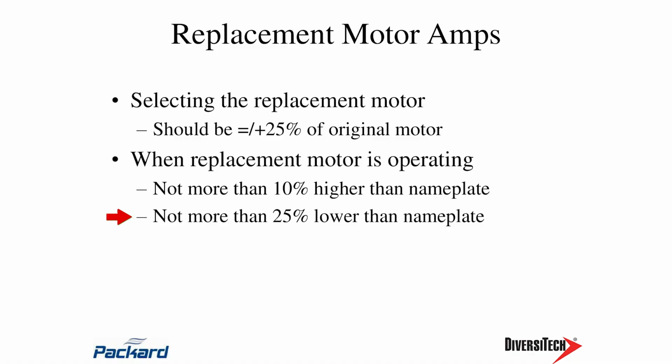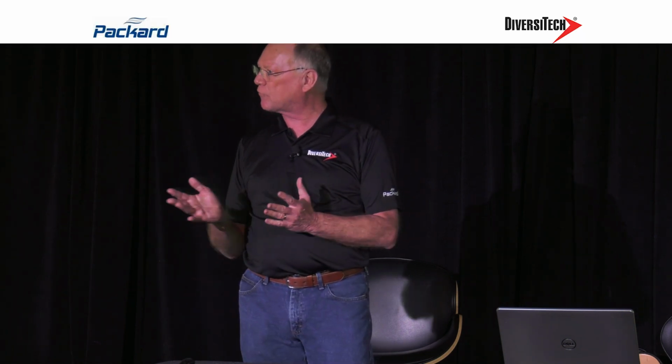But then also, the amps should never be more than 25% below nameplate. If it's more than 25% below the nameplate amps, that's an indication it's too inefficient. I don't have enough load on there. I put more heat in the winding of the motor, and remember, the load is the air. So if I don't have the proper load on it, then that motor's not going to get the right amount of air to keep it from overheating.